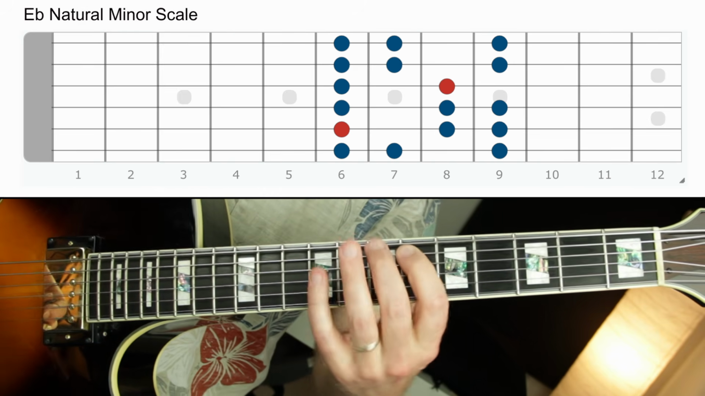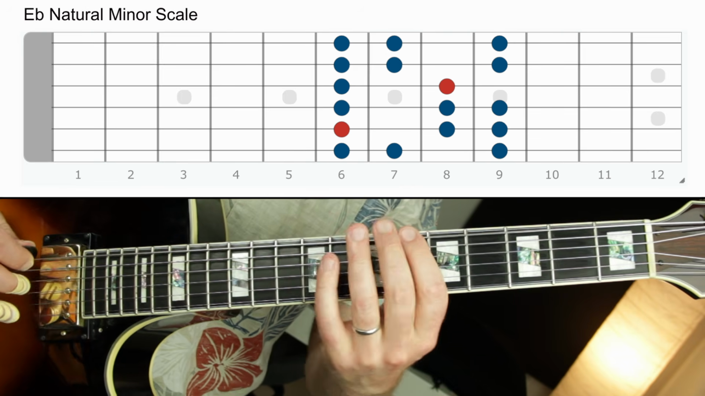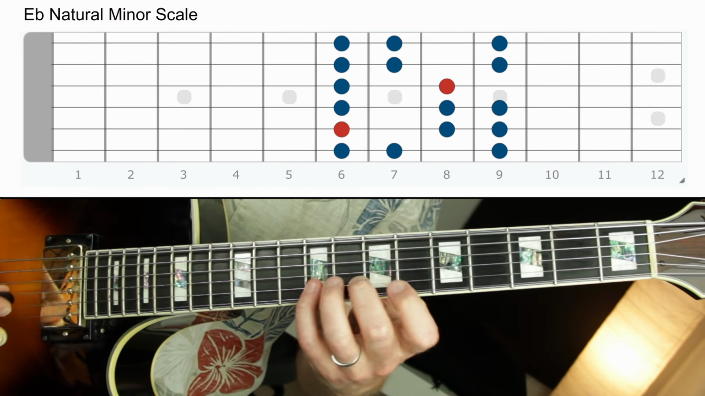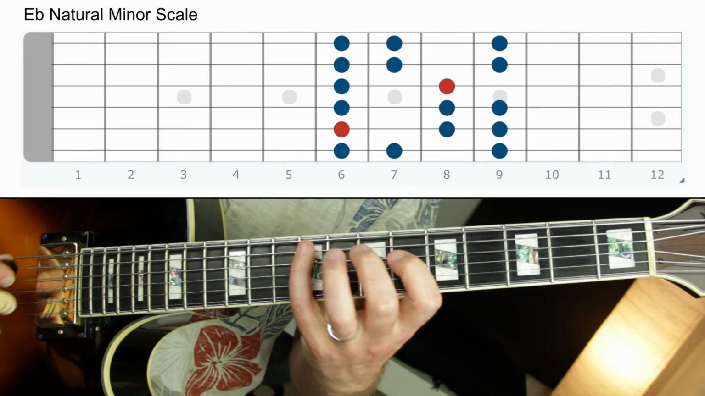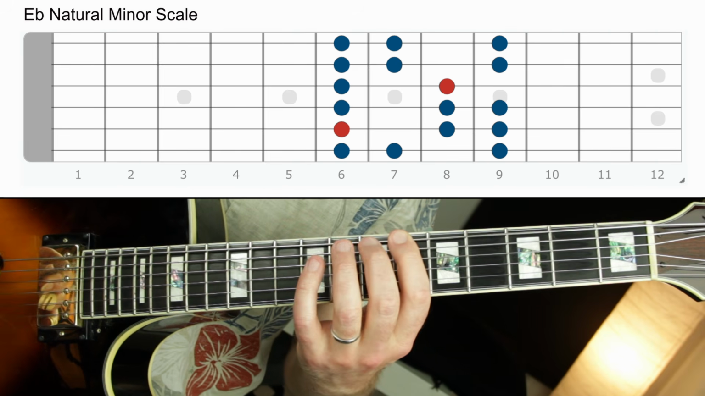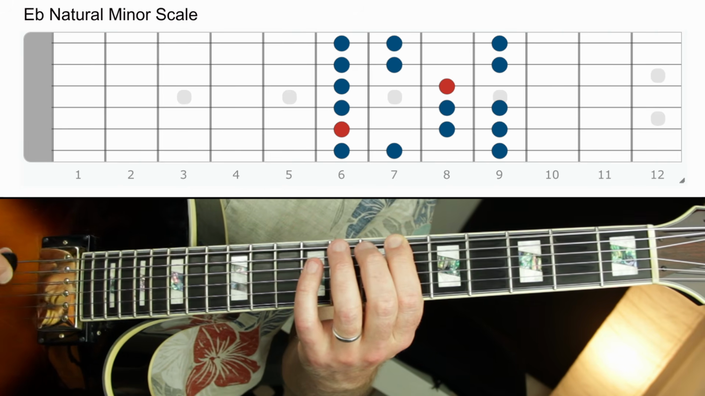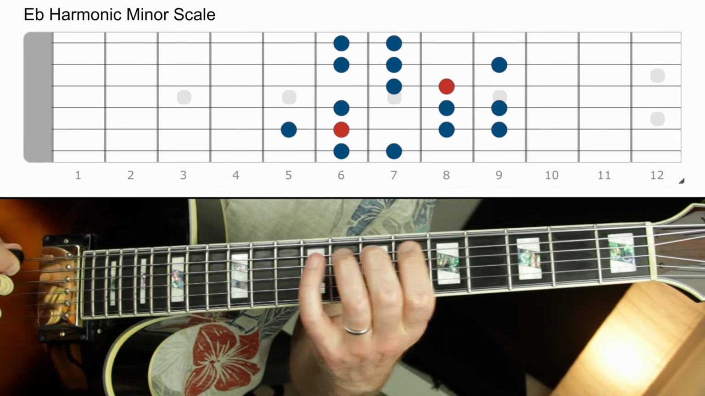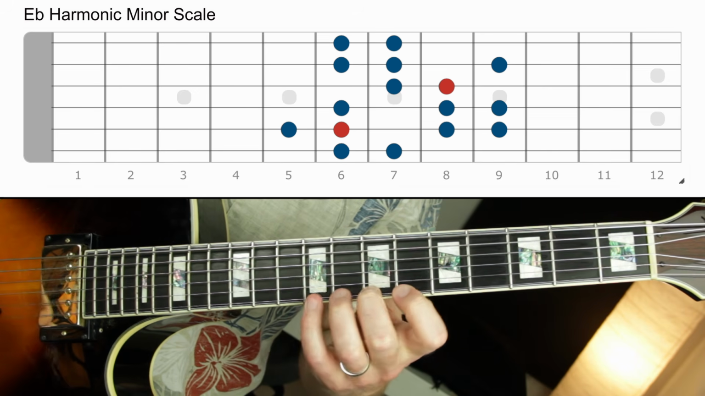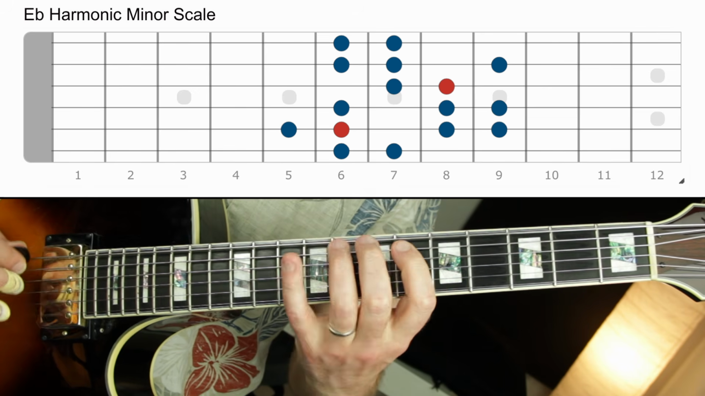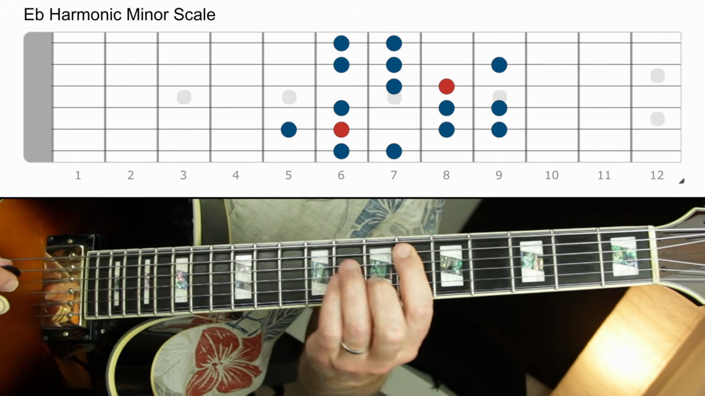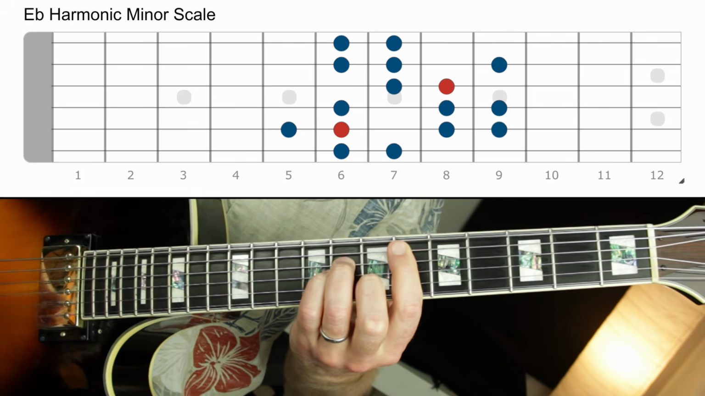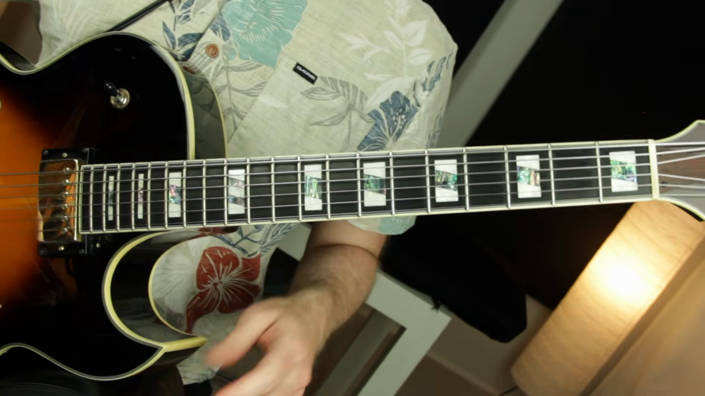There's the E flat root, but this is applying to so many chords that I just think of it as a collection of notes that all those chords are coming from. Okay, so that's E flat natural minor, and then that one little tiny spot is coming from E flat harmonic minor. So there's E flat harmonic minor. Now I'll just improvise with this.